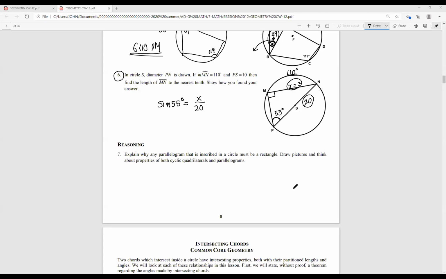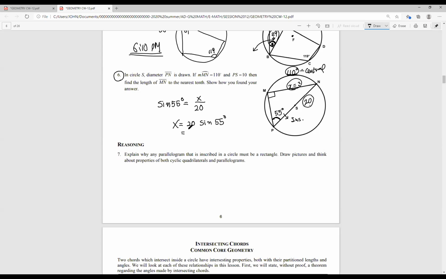Okay, that's fine. This is sine 55 degrees equals x over 20, right? This 55 is half of this angle. This angle is a central angle, and this angle is an inscribed angle, half of that. So we're going to apply trig functions. You guys learned trig, right? Sine is opposite over hypotenuse, which is 20. So in this case, x is how much? 20 times sine 55 degrees.